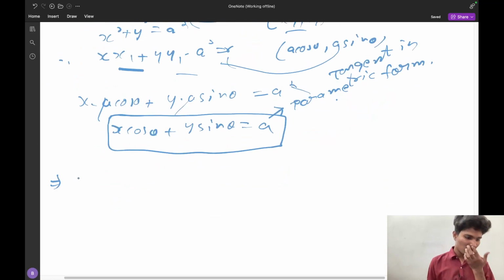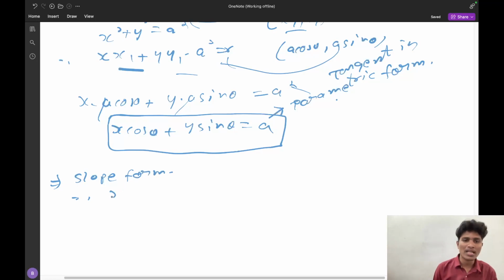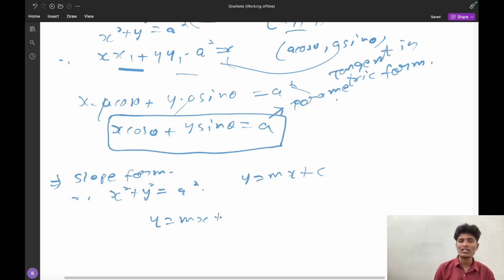Now the third form is slope form, which is very important. Suppose the equation is x square plus y square is equal to a square. The line is y equal to mx plus c. What is the c condition here? Already discussed. In order to become a tangent, c should satisfy c square equal to a square into (1 plus m square).